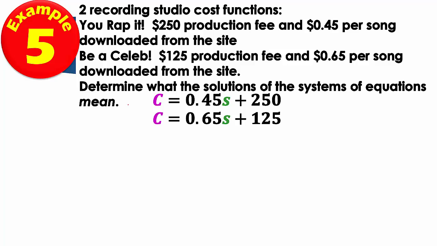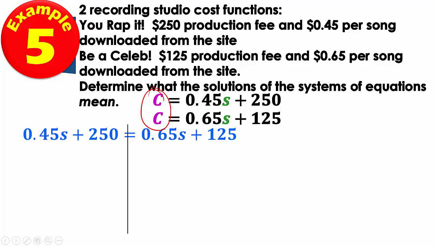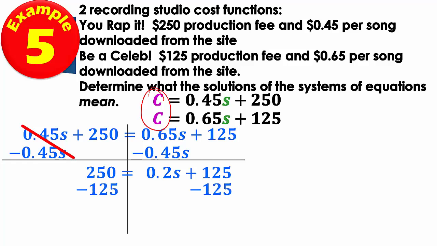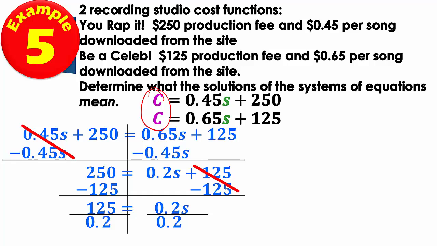Because we're looking for a solution, we need to figure out how we're going to do this. We can either get our s's over to the other side, or recognize that they are both equal to c, so we can set them equal to each other. Get your variable on one side, constants on the other. So I'm going to subtract 0.45s from both sides, which will give me 250 equals 0.2s plus 125. Then subtract 125 from both sides, which will give me 125 equals 0.2s. And then divide both sides by 0.2, which will give me 625 is my s.